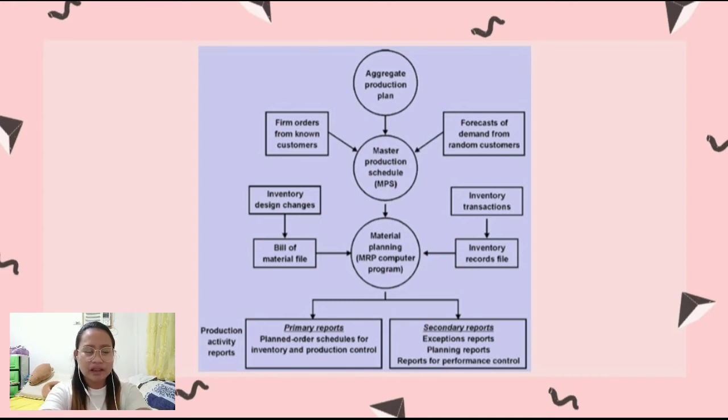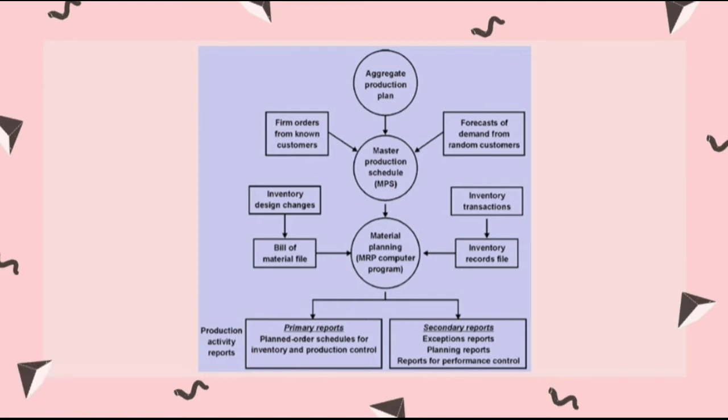So, MRP will result to a production activity reports. The production activity reports has two reports, the primary reports and the secondary reports. In primary reports, you will find planned order schedules for inventory and production control. While on the secondary reports, you will find exceptions reports, planning reports, and reports for performance control. And that's it for material planning and control.